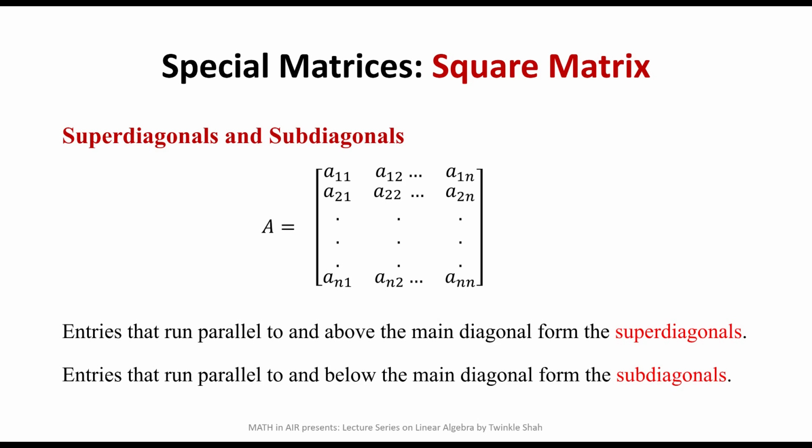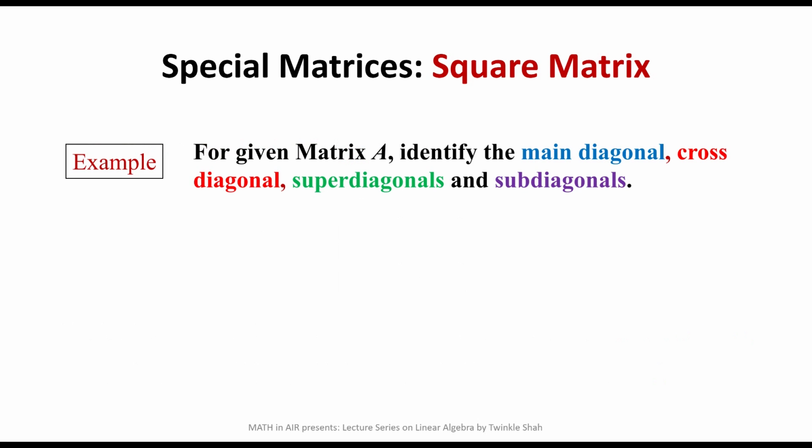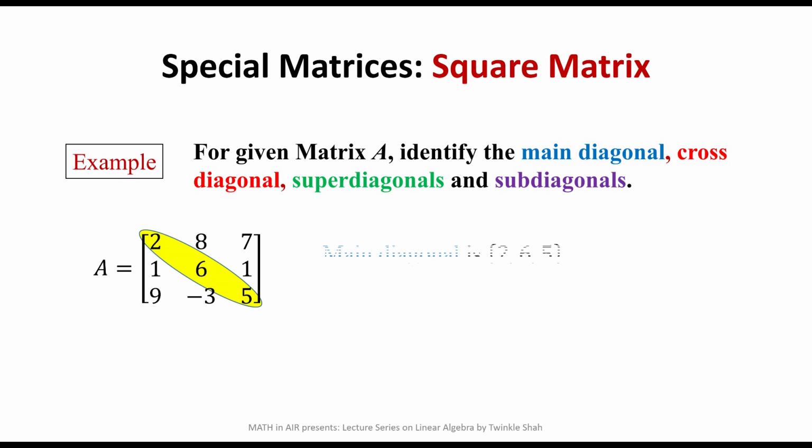Now let's see an example to understand these concepts. For given matrix A, identify the main diagonal, cross diagonal, superdiagonals, and subdiagonals. The main diagonal runs from top left to bottom right. The main diagonal in matrix A is 2, 6, 5. The cross diagonal runs from bottom left corner to the top right corner. In matrix A, the cross diagonal is 9, 6, 7.